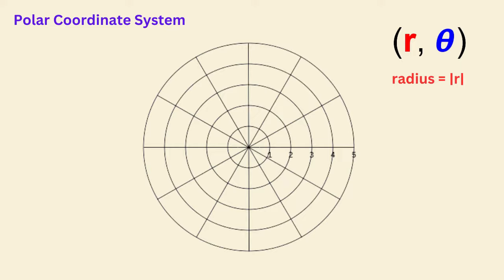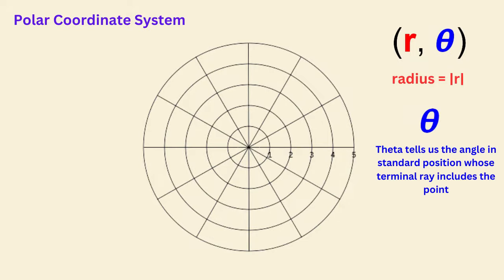The absolute value of r tells us the circle that our point must fall on. So if we have an r value of 4, we've got to fall somewhere on that circle of radius 4. If we have an r value of 1, we've got to fall somewhere on that circle of radius 1. Now, theta tells us where our terminal side is for our angle. All angles start in standard position. Positive angles move up in a counterclockwise direction. Negative angles move down in a clockwise direction.